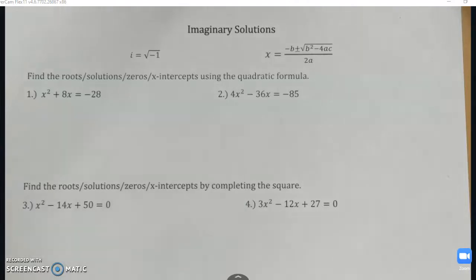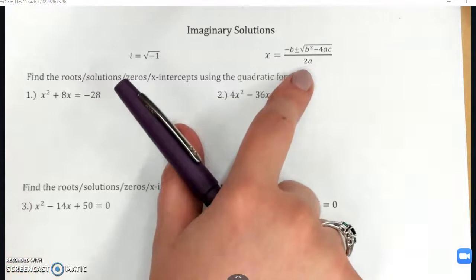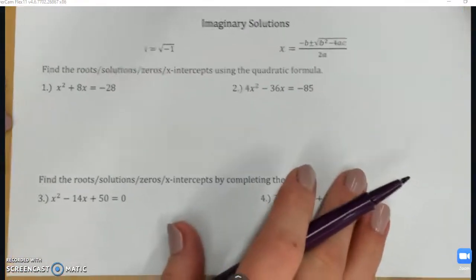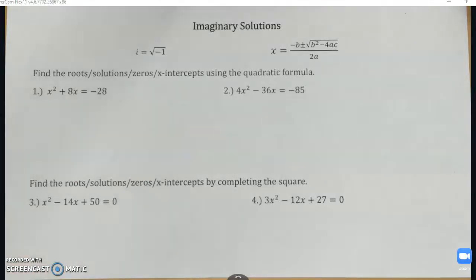And we're going to do some examples of that. Remember, i is the square root of -1, and here's our quadratic formula in case you forgot, but that is something you want to get memorized. And we're just going to do 4 problems. The first 2 are quadratic formula. The second 2 are completing the square. So let's jump into number 1.